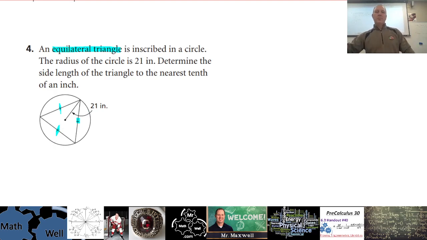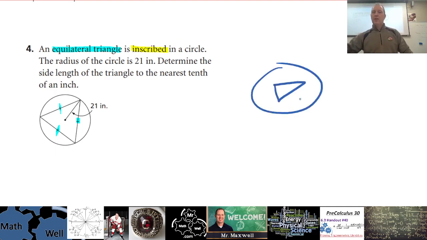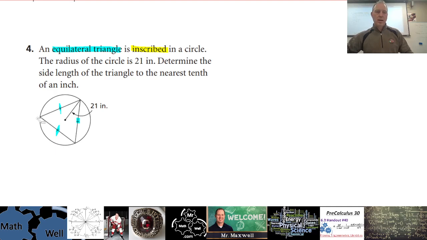And inscribed in a circle, please remember that inscribed means that the points of that shape are on the edges of the circle, okay? If you have a circle and you have a triangle in a circle, that is not inscribed. This is inscribed if all of the points somehow touch the edge of the circle. Got it? So this is inscribed, all the vertices touch the circle.